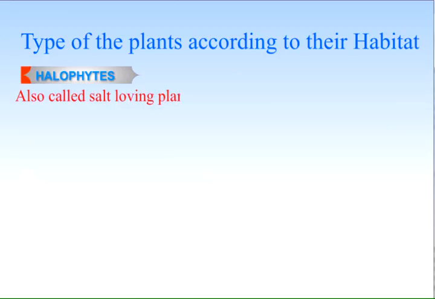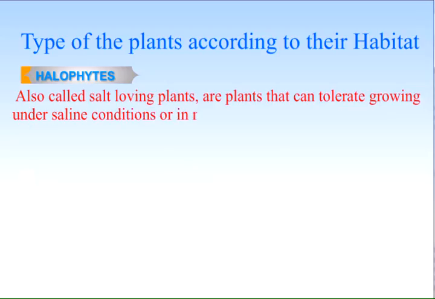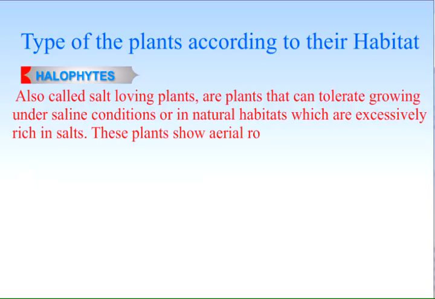Halophytes, also called salt-loving plants, are plants that can tolerate growing under saline conditions or in natural habitats which are excessively rich in salt. These plants show aerial roots and viviparity. For example, mangroves.